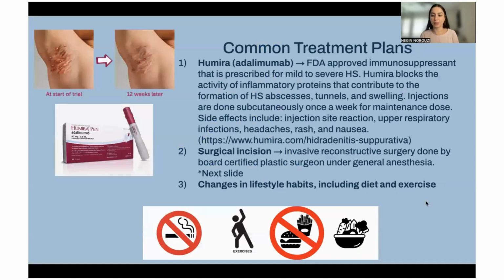Another treatment that is not recommended but done is an immunosuppressant called Humira. It has really bad side effects and it could have negative effects on the body. So doctors give this to people who have mild to severe HS, but it's not something that works very well. And then the last thing would be surgical incision, which is invasive reconstructive surgery. It's completely different from deroofing, and it has to be done by board-certified plastic surgeons under general anesthesia. And lastly, changes in lifestyle habits, including diet and exercise, not smoking, and not eating junk food, greatly help this disease.